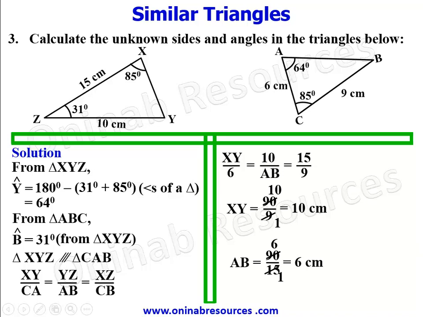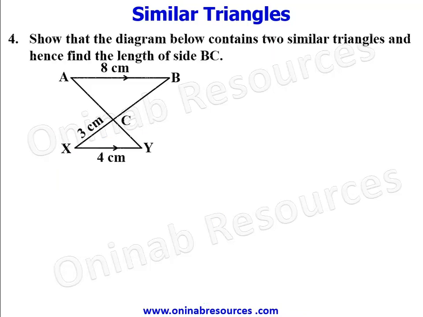And with this, we have calculated the unknown angle here to be 64 degrees, the unknown angle here to be 31 degrees, the unknown side, that is XY, to be 10 centimeters, and AB to be 6 centimeters. And we have done justice to problem 3. We go to the next problem.